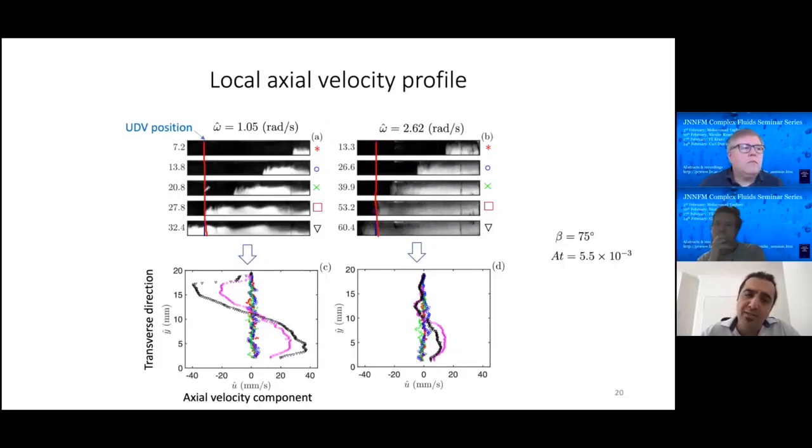What we observe is that before the front reaches the UDV position, the axial velocities are nearly zero. As the front reaches the UDV position, we observe a counter-current flow, which gets enhanced as the front has passed the UDV position. At larger rotation, we observe that the velocities are significantly reduced, and the asymmetric velocity profile corresponds to a local mixing zone between the two fluids.